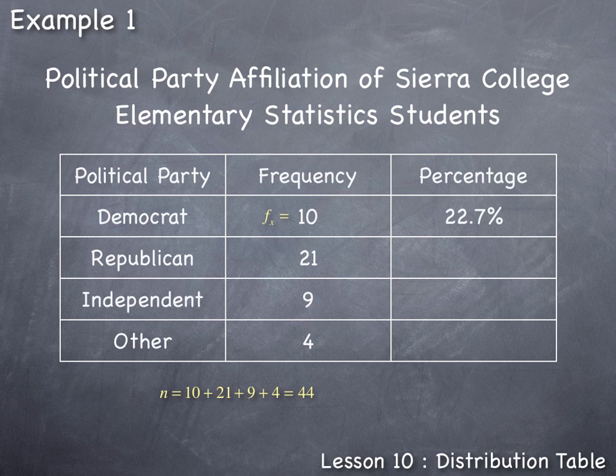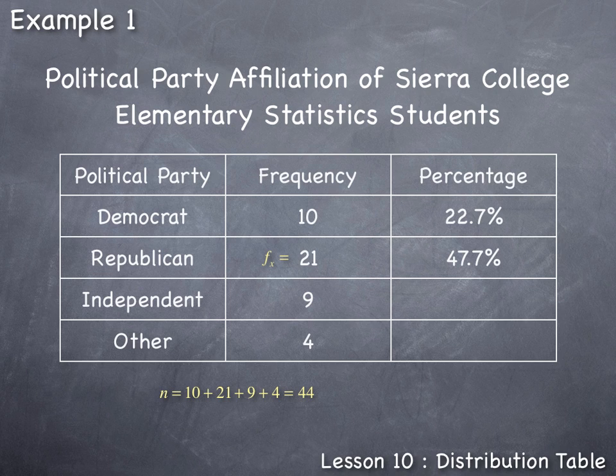Now to find the percentage of Republicans in the sample, we take the frequency of Republicans, which was 21, divide by the total sample size of all students, which was 44, and 21 divided by 44 times 100% gives us a result of 47.72727%. Rounding this result off to the nearest tenth of a percent, we get a result of 47.7%.